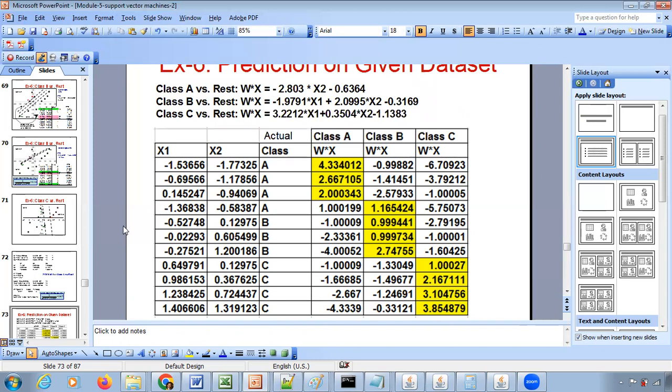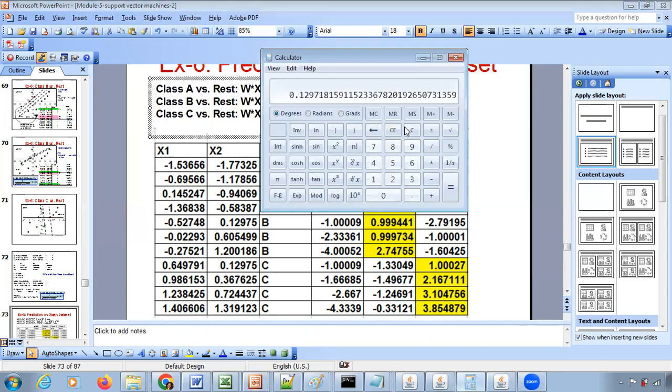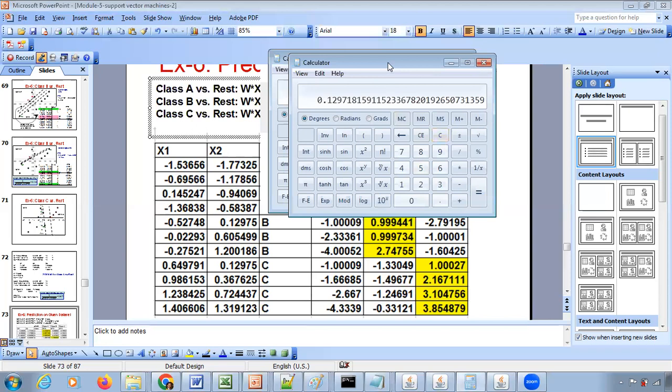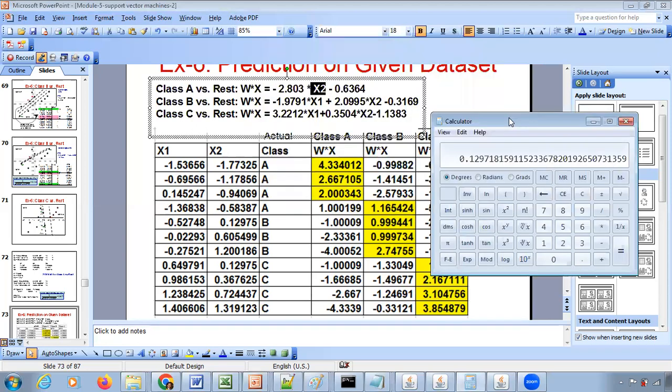All right, so of course, for this class A is stress, X1 is not needed, but plugging in X2, let me show that. We can do this in Excel. So negative 1.77325 times 2.803, which is also negative, minus 0.6364, we get 4.334.